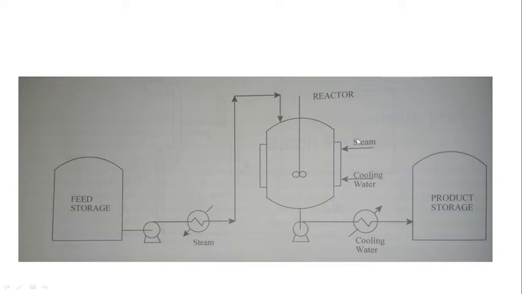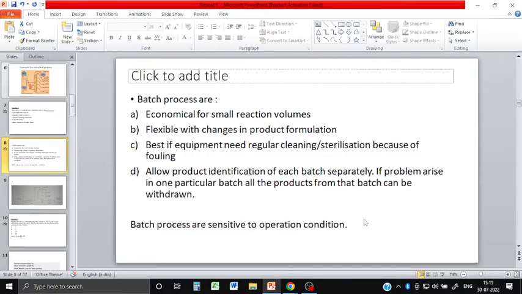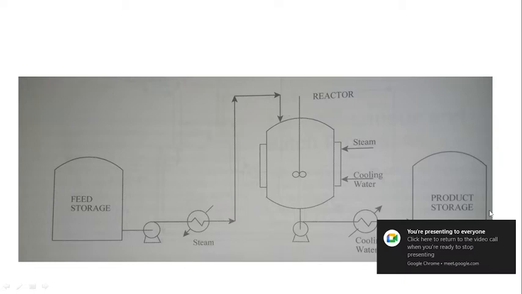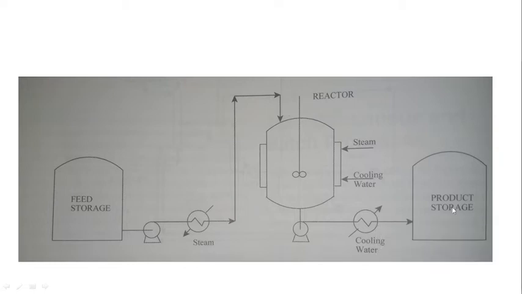by supplying heat with the help of steam. In some cases we might need cooling water if the reaction is exothermic. In other cases we might need heating with steam for endothermic reactions. After the reaction is over, we will empty the reactor with the help of a pump, and the products will be stored in a storage tank. So this is a schematic of a batch reactor.